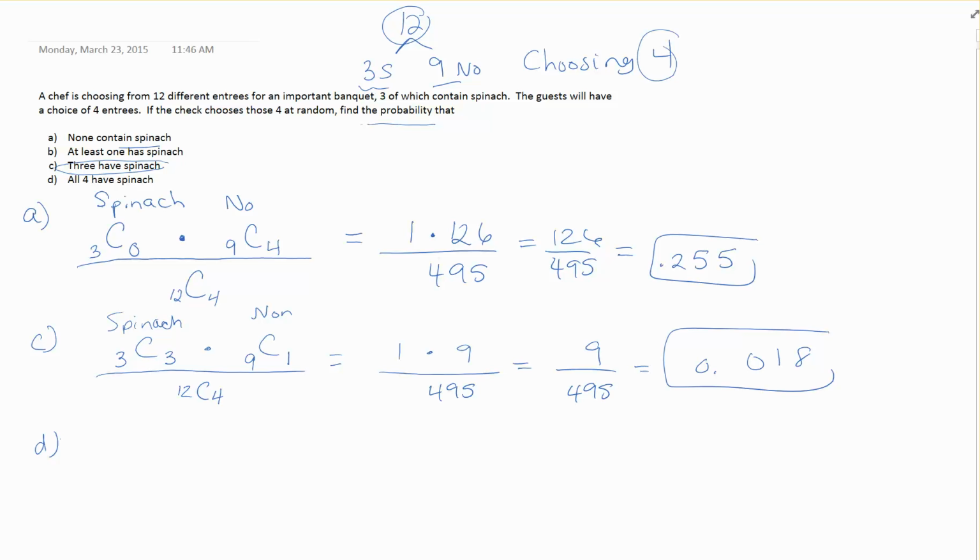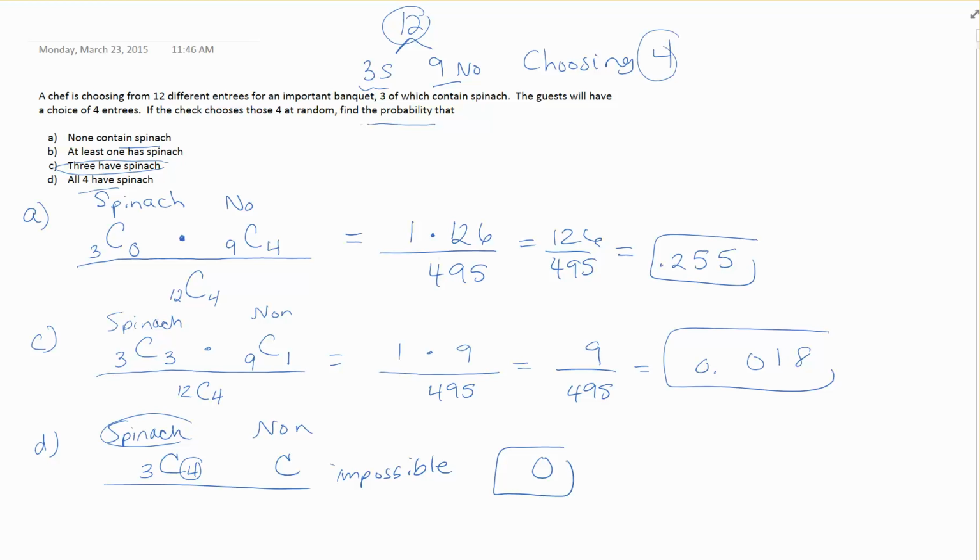D is all 4 have spinach. So we have the spinach, we have the non-spinach. When we set this up, the left side number of your spinach, remember, is the total spinach entrees that you're allowed to pick from, and there's only 3. Now this option says all 4 have spinach. It's not possible for your right side number to be larger than your left side number. It has to be equal to the total or less than the total. There's no way to pick 4 spinach entrees because there's only 3. So this is an impossible event, and the probability of an impossible event is 0.